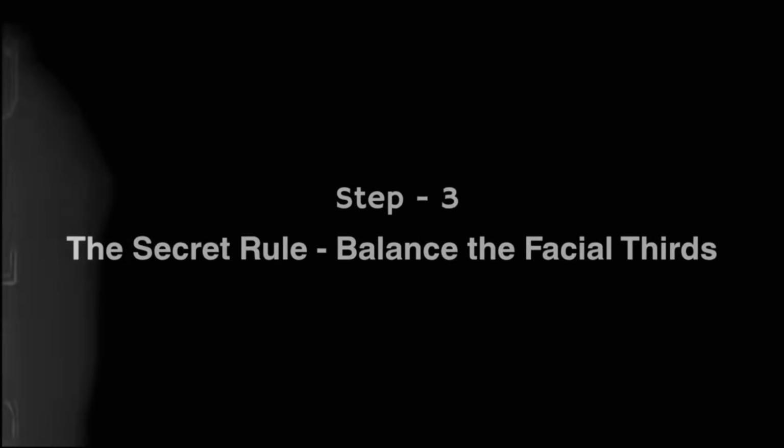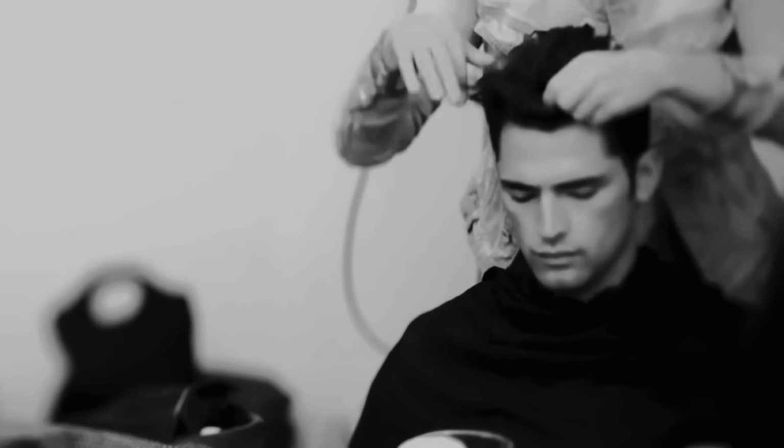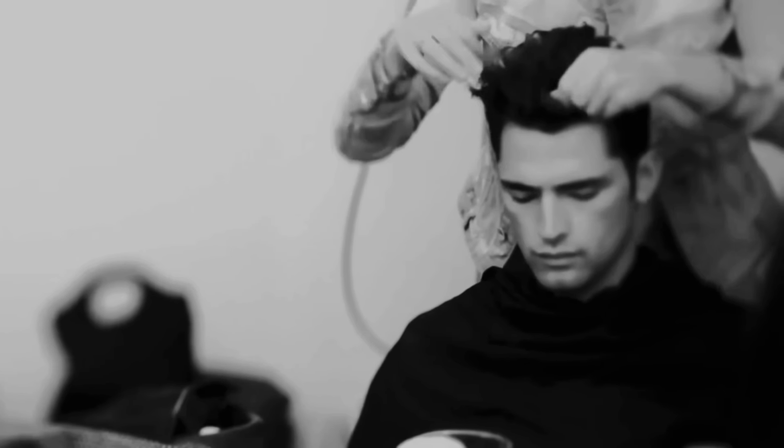3. The secret rule: balance your face's thirds. Professional stylists often use an artistic rule of thirds for faces. Divide your face vertically into 3 equal zones: forehead to brows, brows to nose bottom, nose to chin. Ideally, each section is similar in height for a harmonious look. You can adjust your hairstyle and facial hair to even out these proportions.